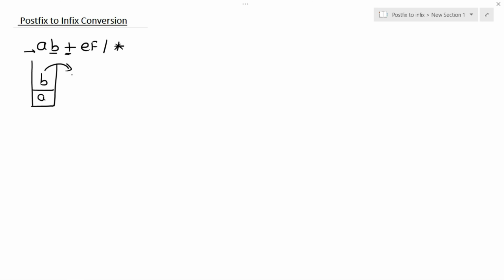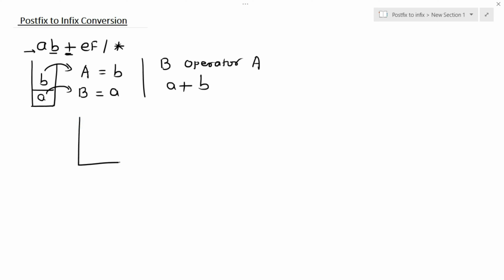So in order to insert plus, we are going to remove these operands. We remove B from the stack and store it into A, and then we remove A from the stack and store it into variable B. So here the rule is B operator A. That means the value of B is A, the operator is plus, and the value of A is B. So the new expression we get, this is an infix expression, and that is A plus B. We push A plus B into the stack because it is an expression.